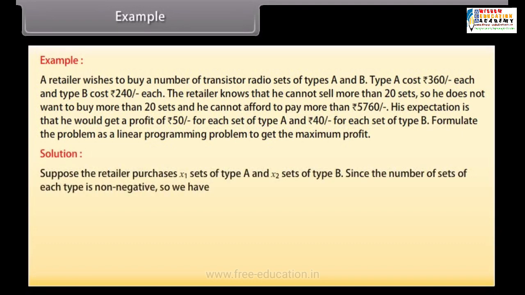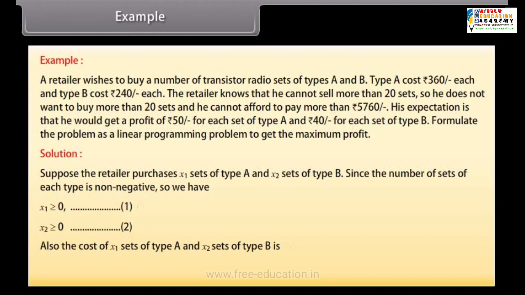Solution: suppose the retailer purchases x1 sets of type A and x2 sets of type B. Since the number of sets of each type is non-negative, so we have x1 is greater than or equal to 0, mark it as 1. x2 is greater than or equal to 0, mark it as 2. Also, the cost of x1 sets of type A and x2 sets of type B is 360x1 + 240x2, and it should be equal to or less than rupees 5,760.